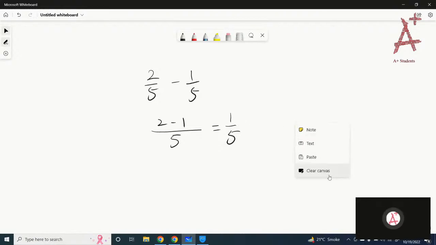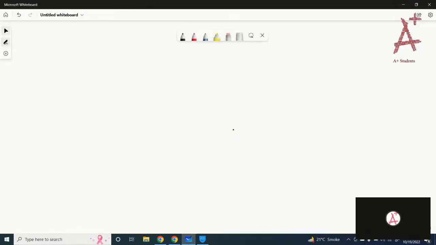Okay, the next one is 7 over 10 plus 3 over 5. So again, they have unlike denominators. So first of all, you need to make their denominators same. To make their denominators same, you have to think of a number that when multiplied by 5 makes its denominator equal to 10. Got it? So 5 times what number makes 10? 5 times 2 makes 10. So you need to multiply this fraction by 2.